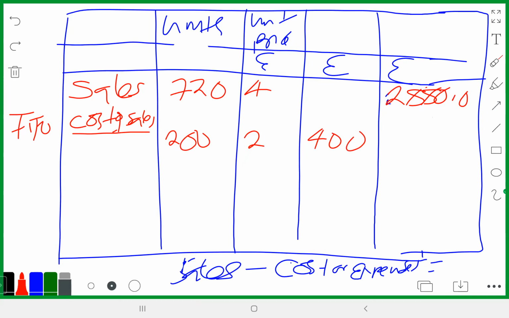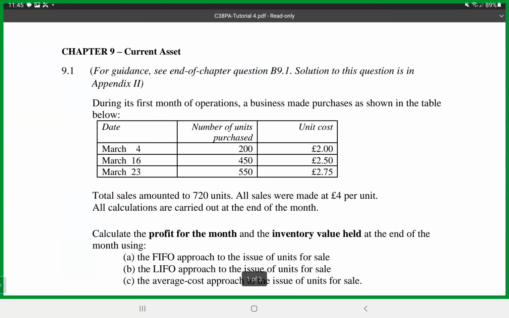And then what followed next? We need to issue 720 units altogether. But I want you to realize something. When you add these purchases, 200 plus 450 plus 550, it gives you 1,200. So they are more than 720. We want to issue 720 units. We have already sold 200 out of 720, so we have remained with how many units?